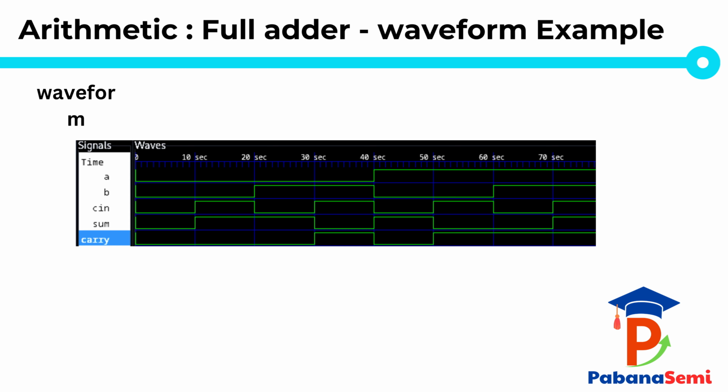Notice how the sum output toggles whenever there is an odd number of logic ones at the inputs. The carry output becomes high whenever at least 2 inputs are high. For example, when A and B are high, carry goes high regardless of Cin. Similarly, when all 3 inputs are high, sum becomes 1 and carry remains 1. This waveform verifies the logical correctness of the full adder operation across multiple input combinations.